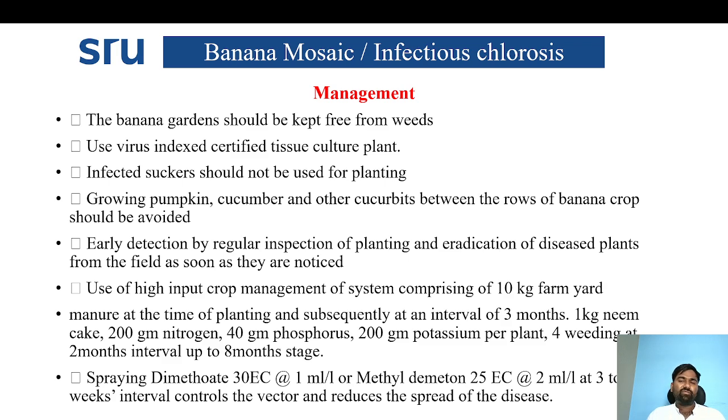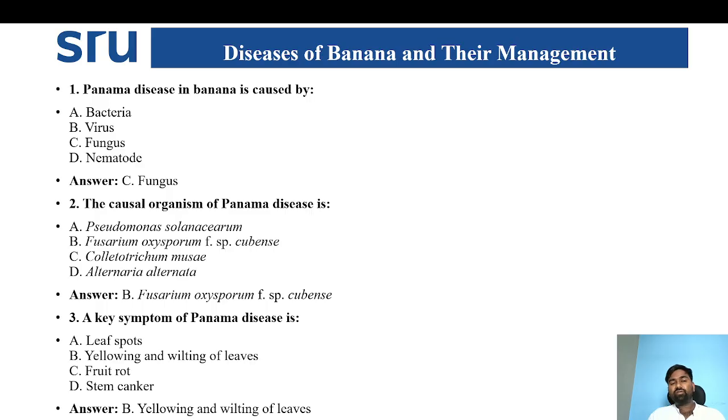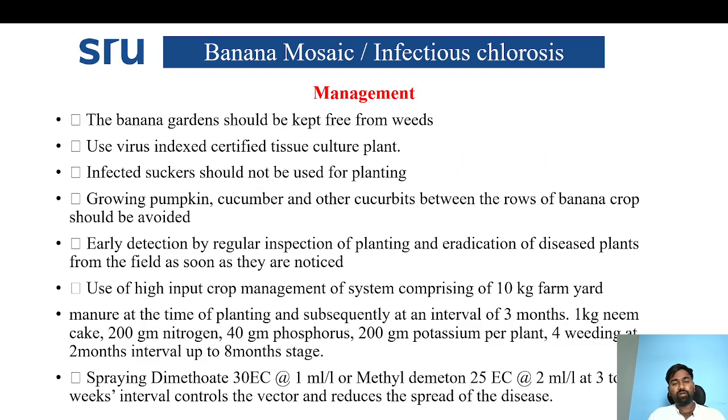Then coming to management of banana mosaic or infectious chlorosis, the banana garden should be kept free from any kind of weeds. Use virus-indexed certified tissue culture banana for planting, which will avoid all kinds of viral and bacterial infection. Infected suckers should not be used for planting. While using suckers for planting, avoid the selection of infected suckers. Growing pumpkin, cucumber and other cucurbits between the rows of banana should be avoided, because cucumber mosaic virus will also infect pumpkin, cucumber and other cucurbit varieties.